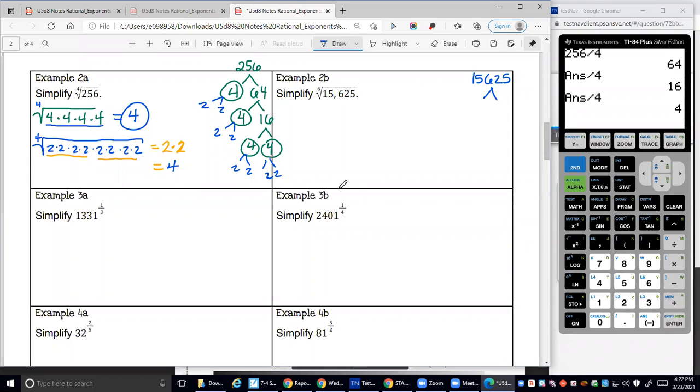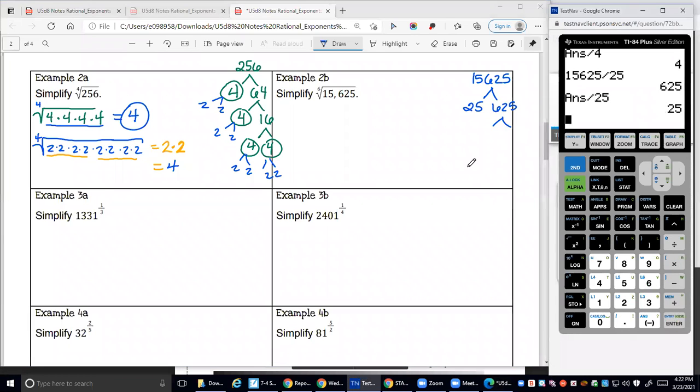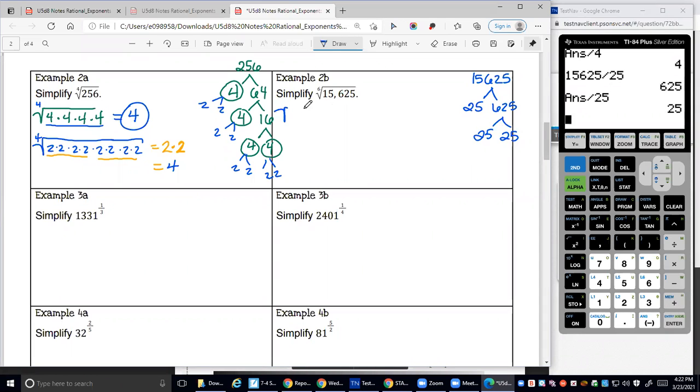Welcome back. All right, now, I did 25. So I did in my calculator 15,625 divided by 25. So I made my little tree. I got 25 times 625, right? You could have done 5s. That works too. I'm going to divide this by 25 again, and I get 25 times 25. The only problem is I've got the 6th root, so I'm looking for groups of 6. 25 times 25 times 25. Does that help me at all? No.